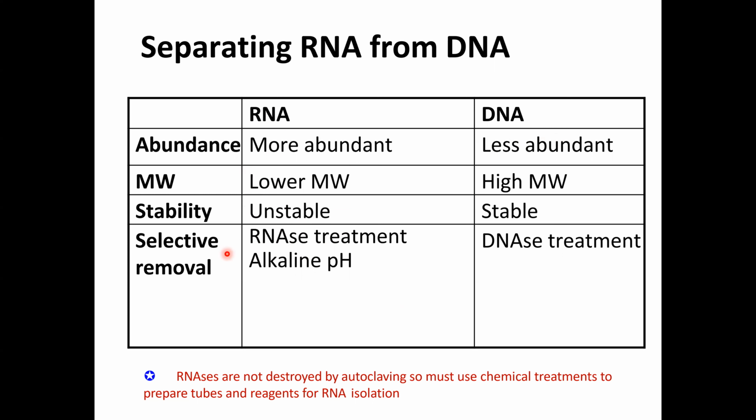For selective removal, if you just want to isolate DNA, you could use RNase treatment or an alkaline pH. If you just want to isolate the RNA, you could use DNase treatment, which will remove your DNA so you can isolate the RNA. Take note that RNases are not destroyed totally by autoclaving, so you must use chemical treatments to prepare the tubes and reagents for your RNA solution, such as the treatment or alkaline pH that I mentioned in the table.